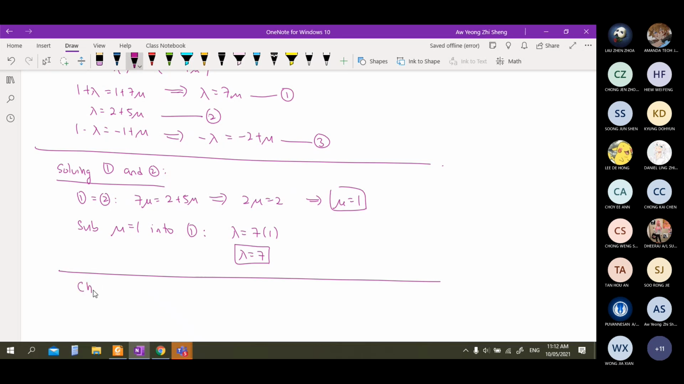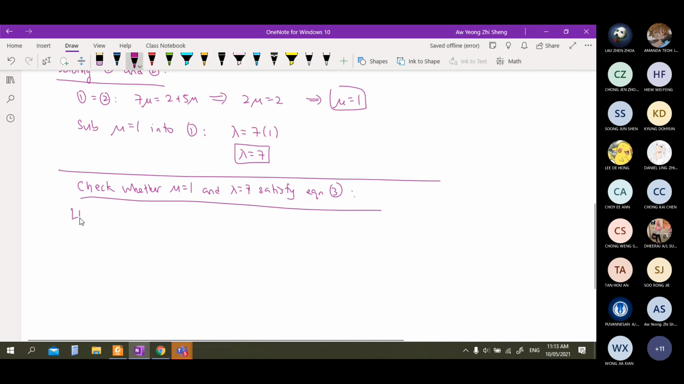And then use the third equation to perform checking. And so we always follow this procedure, and we have done something similar before this. So check whether the two values for lambda and mu that you get satisfy equation 3.